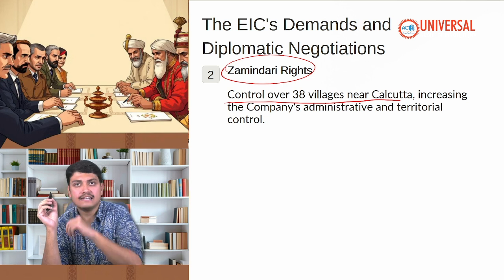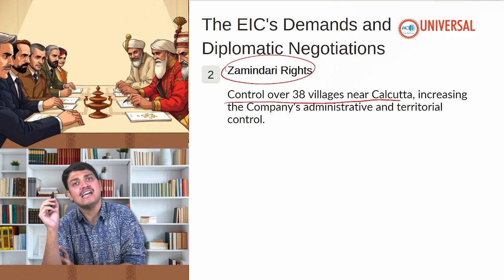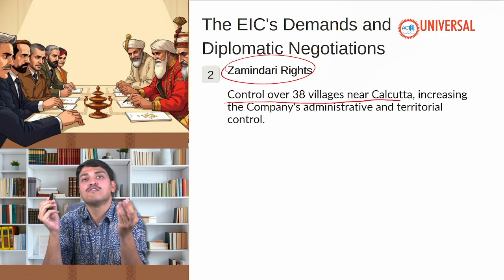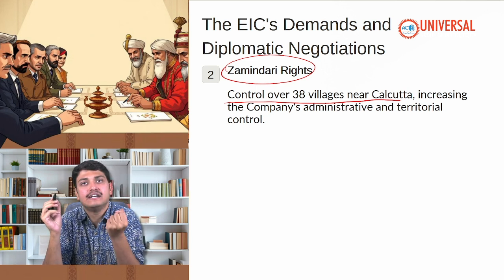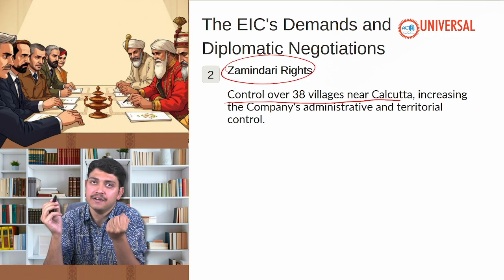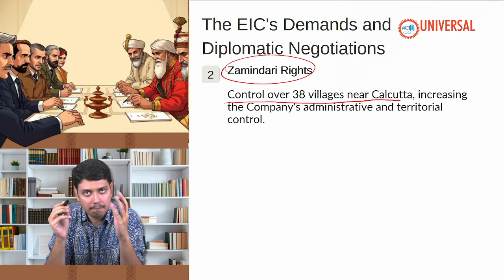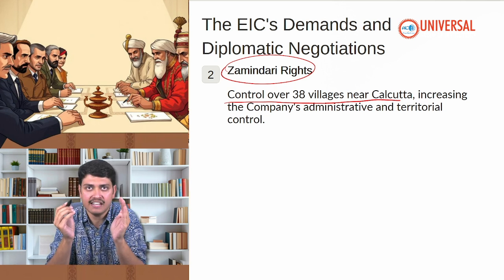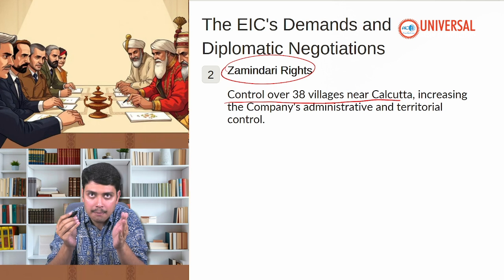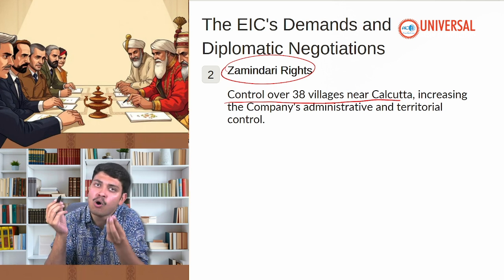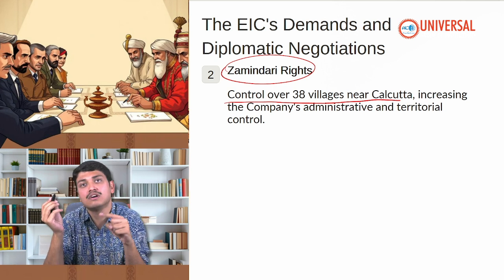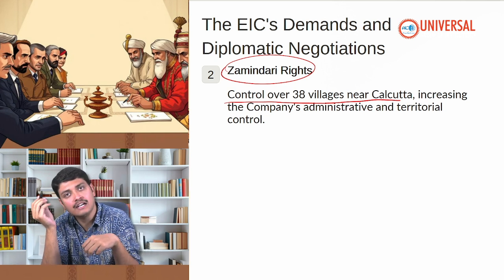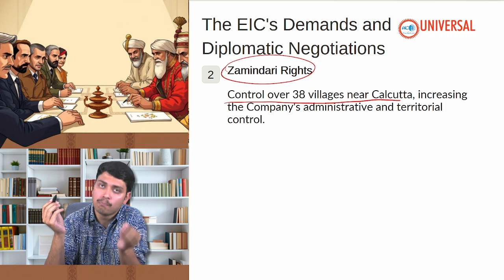Why did they require zamindari rights? Because they were looking for a landed economy that would provide them some economic security to build a strong empire. So the English East India Company was moving towards an imperialist strategy, that means a strategy towards creating an empire, and they started with these small economic demands which would gradually lead them to political success.